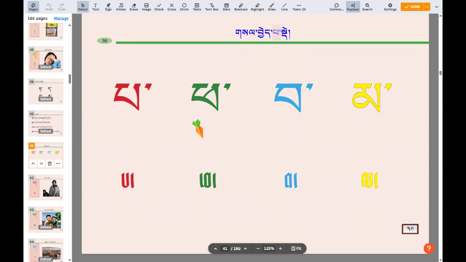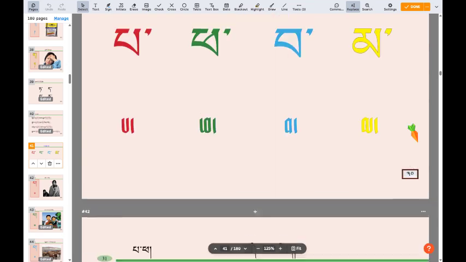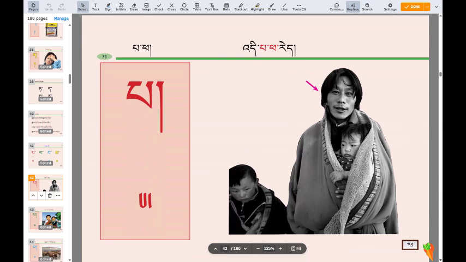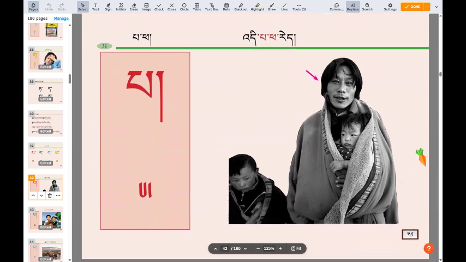So pa, pa, pa, ma. And the first word we have here is papa, which is a father, right? You can see he's got his two kids here. So this is a father. Di papa re. This is a father.